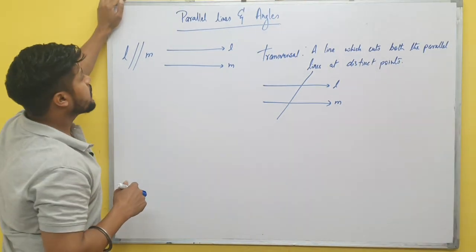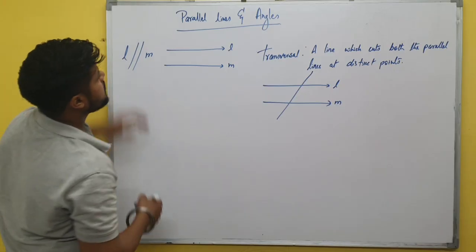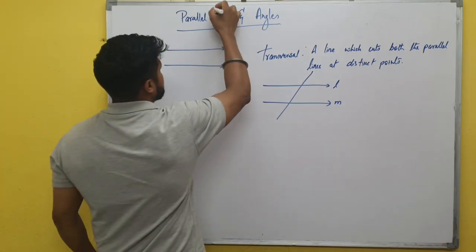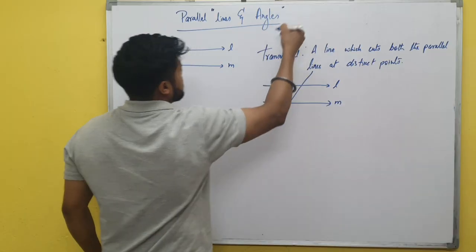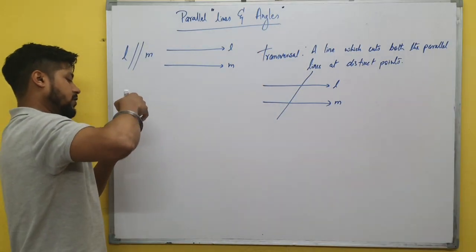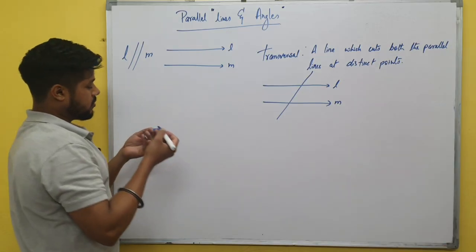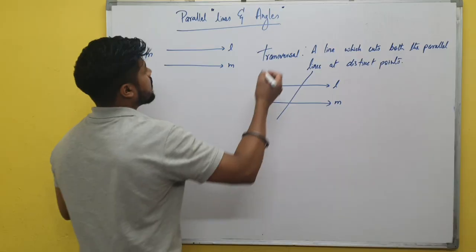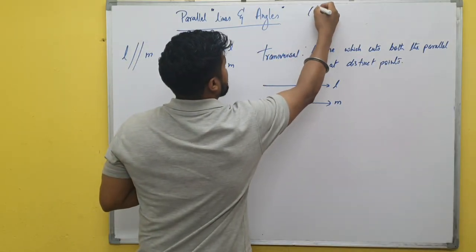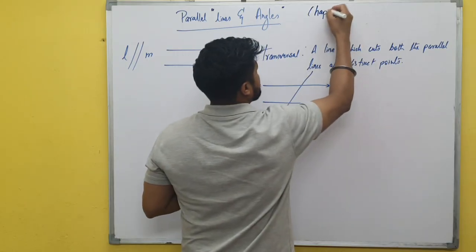Okay, in this chapter, parallel lines and angles, the chapter name is Lines and Angles. Basically, this is for class 9, and some of these will be there again in class 10 also. So, this is relevant for both the classes.